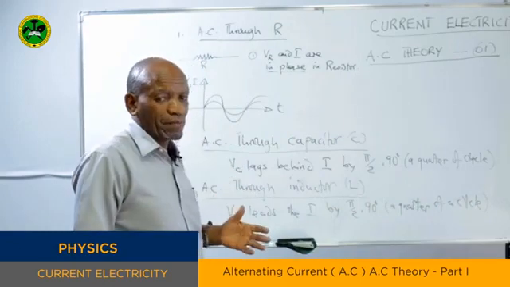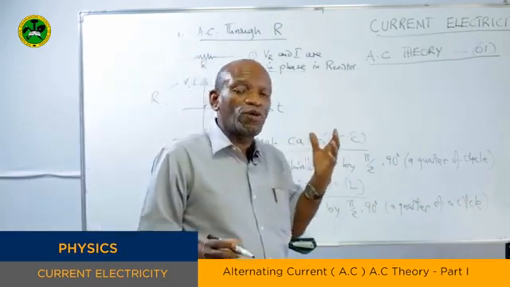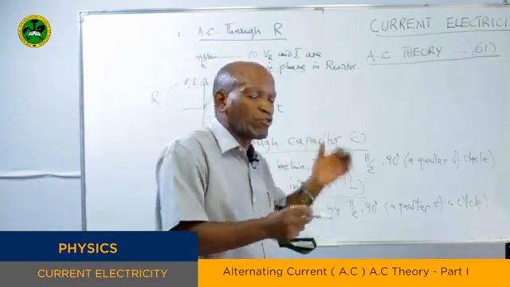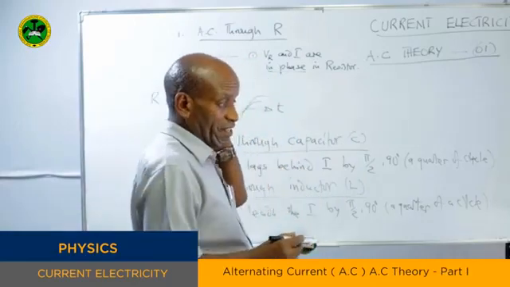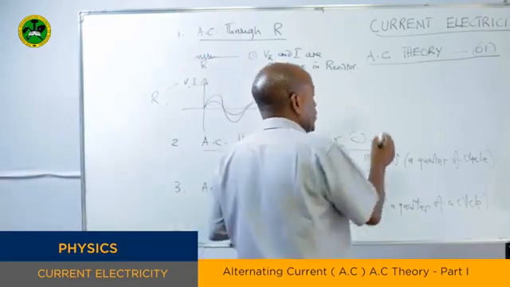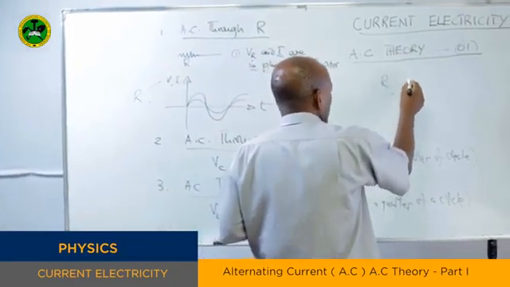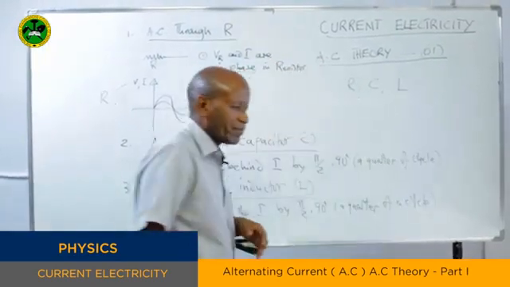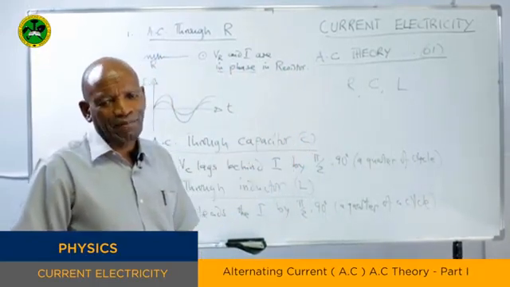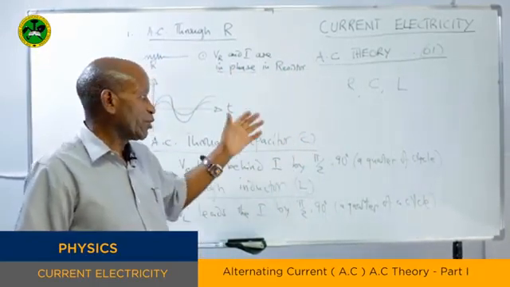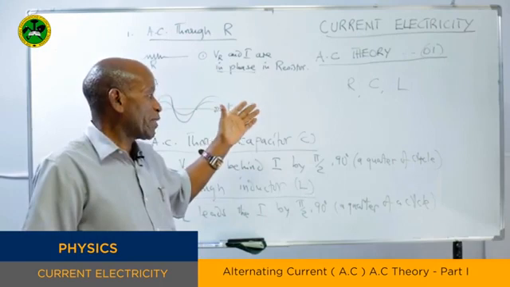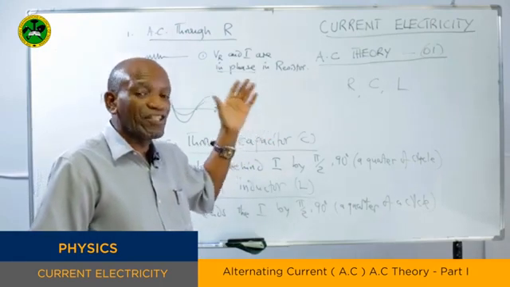This is the actual behavior, and this should be in your mind all the time whenever you are embarking on solving particular problems. Let us now look at the actual circuit elements we have here: the resistor, a capacitor, and an inductor, whereby these three circuit elements can be arranged either in series or in parallel. Today we shall look at the arrangement in series.